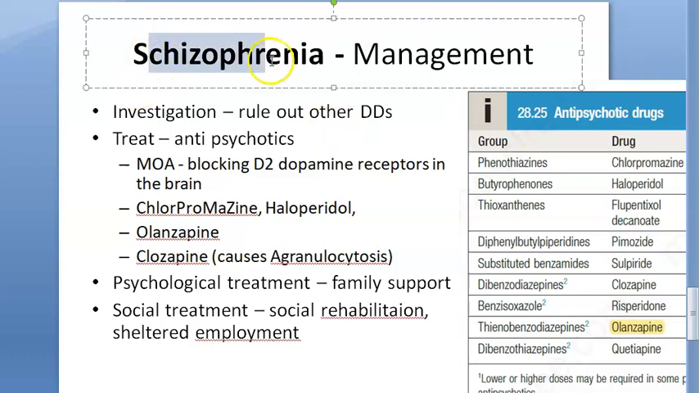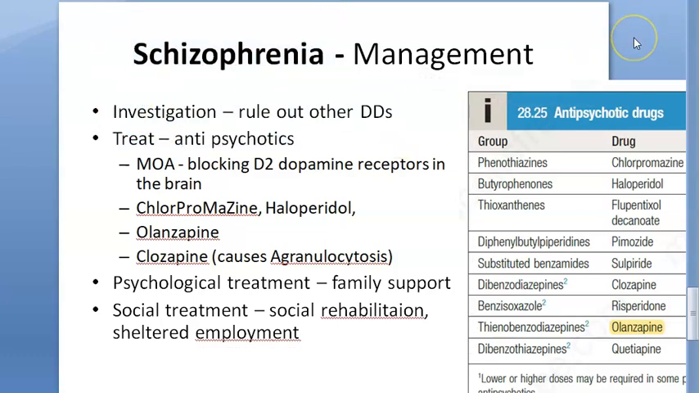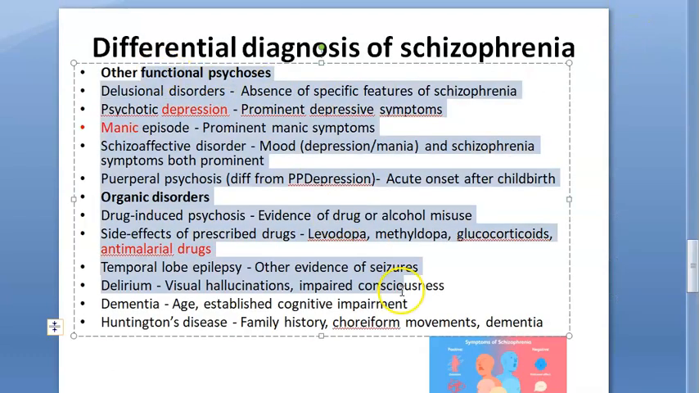In this video, we want to look at the treatment management of schizophrenia. Basically, schizophrenia is psychosis where there is delusion, hallucination, etc. The first thing you have to do in these people is take a detailed history and rule out other causes of psychosis.